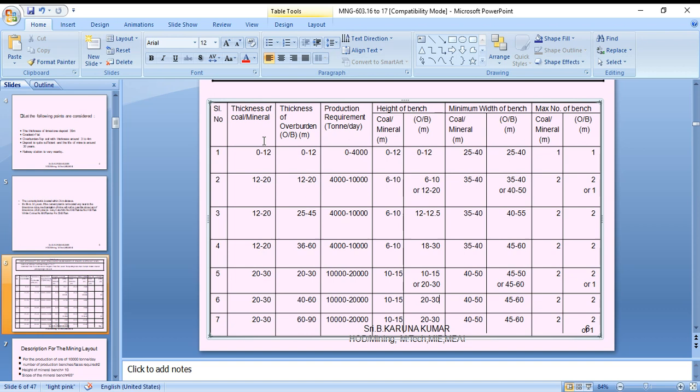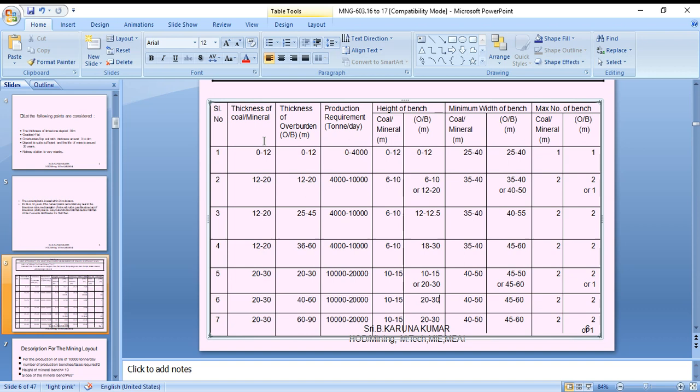And coming to the thickness of 12 to 20, OB also thickness of 12 to 20. If similar is the production, 4000 to 10,000 is expected. Height of bench 6 to 10, or 12. And minimum width of the bench 25 to 40, because the movement of the vehicle is required for the dumper.